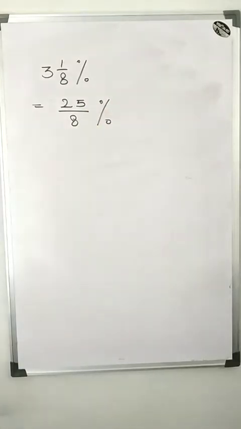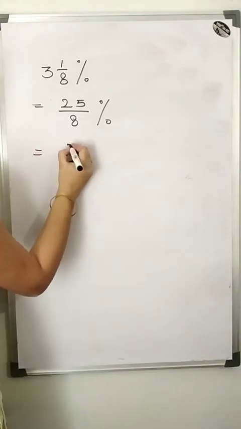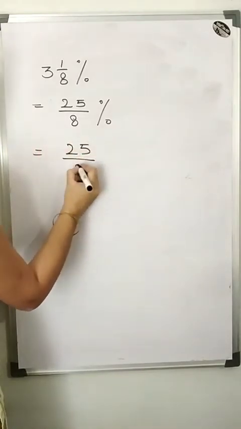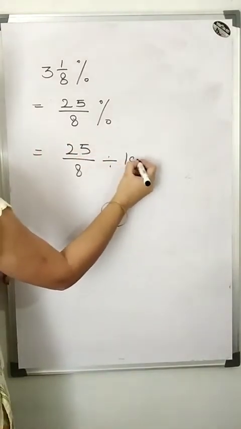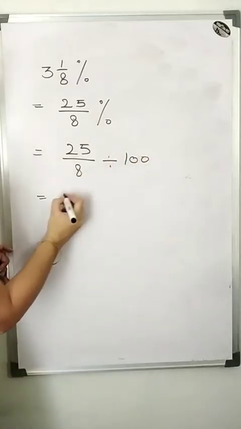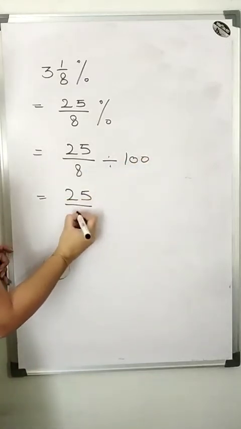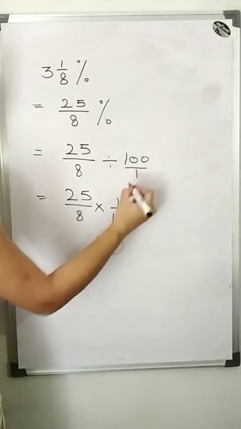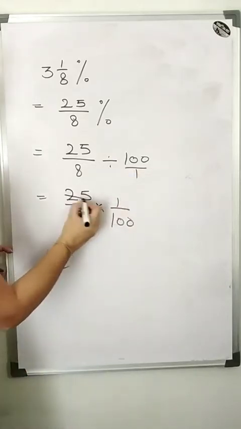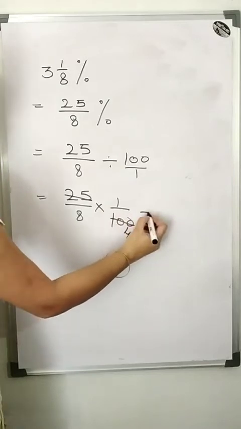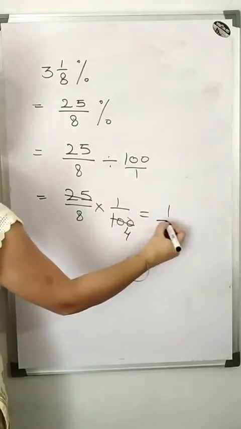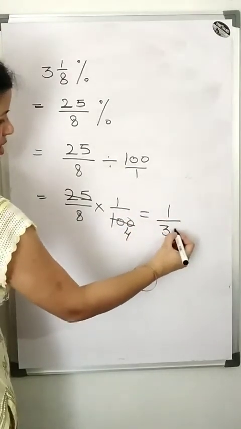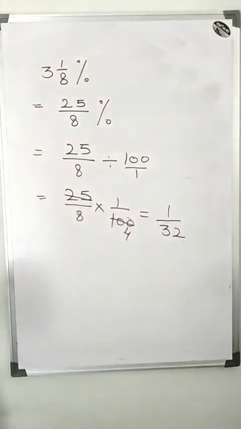Now again you want to remove the percentage symbol. So how do you remove it? 25 upon 8 divided by 100. Then again 25 upon 8, put the sign of multiplication, and take the reciprocal of this number. 25 4s, and it is 1 upon 32. So in this way you can convert percentage into a fraction.